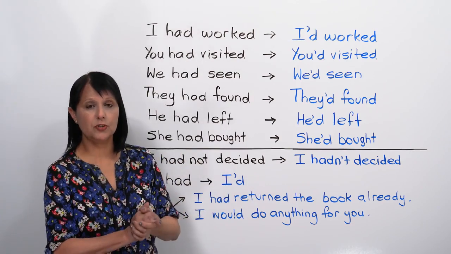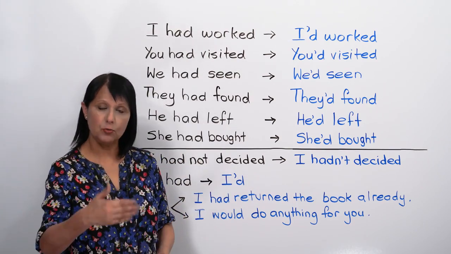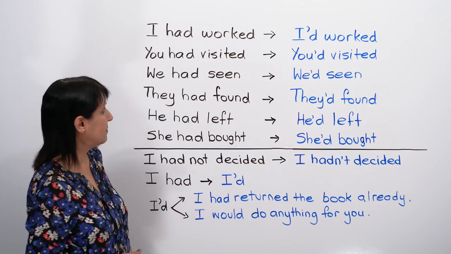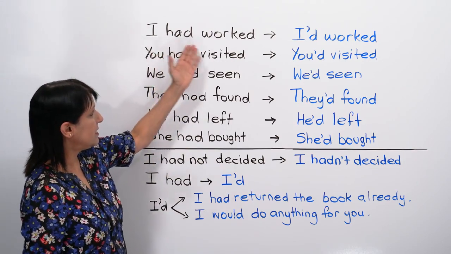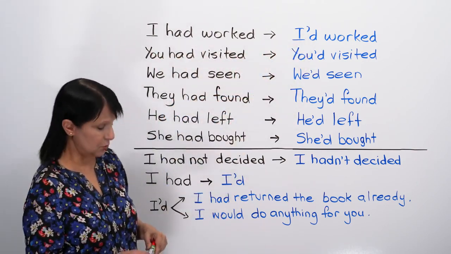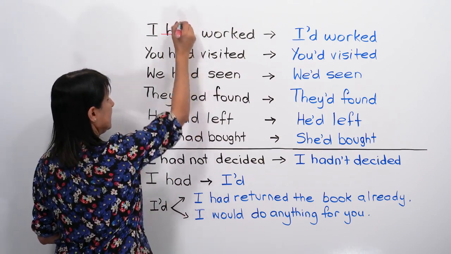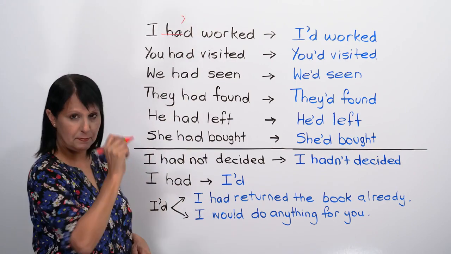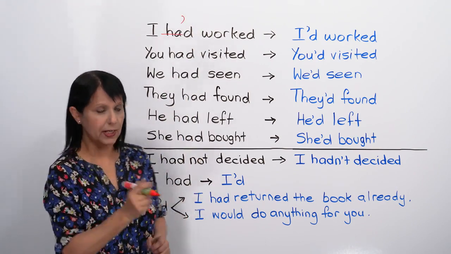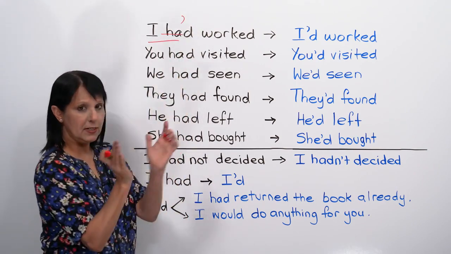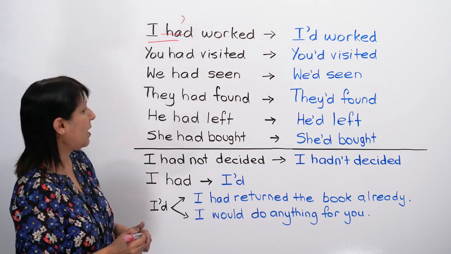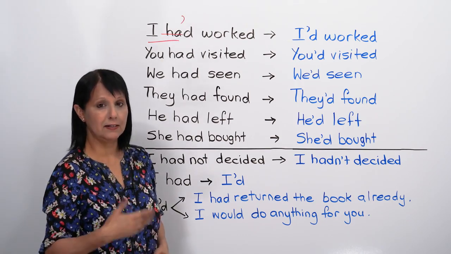So first what we'll do is we'll look at the spelling and later we'll go over the pronunciation. So, how did this become this? What did we do? We had to cancel this, add an apostrophe in the place where we removed the letters, and then we joined these two words. So I had becomes I'd worked.